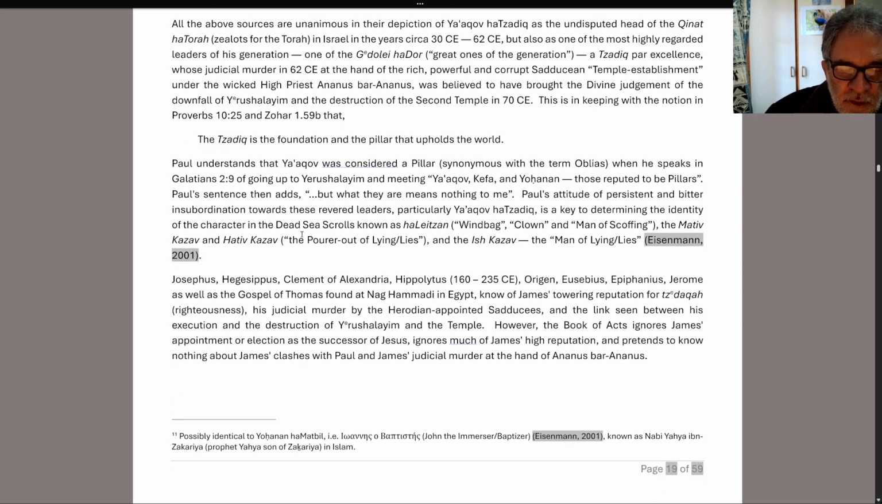Okay, Josephus, Hegesippus, Clement of Alexandria, Hippolytus, Origen, Eusebius, Epiphanius, Jerome, as well as the Gospel of Thomas found at Nag Hammadi in Egypt, know of Yaakov's towering reputation for tzedakah, righteousness, his judicial murder by the Herodian appointed Sadducees, and the link between his execution and the destruction of Jerusalem and the temple.